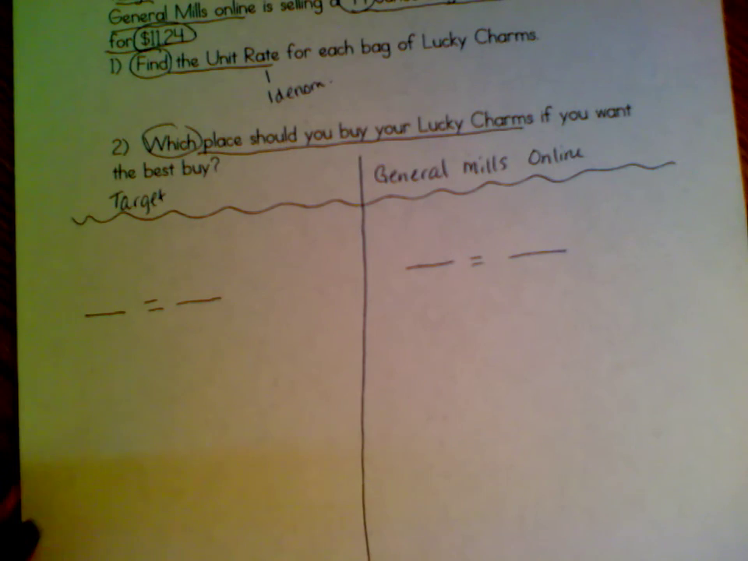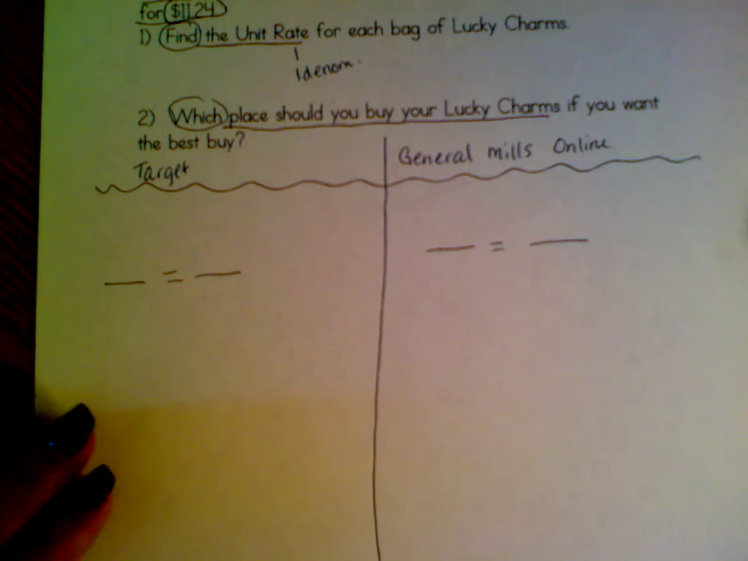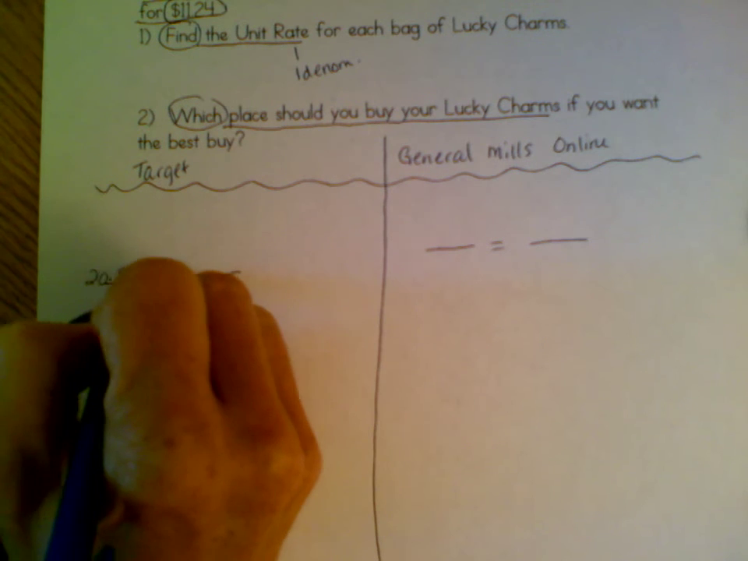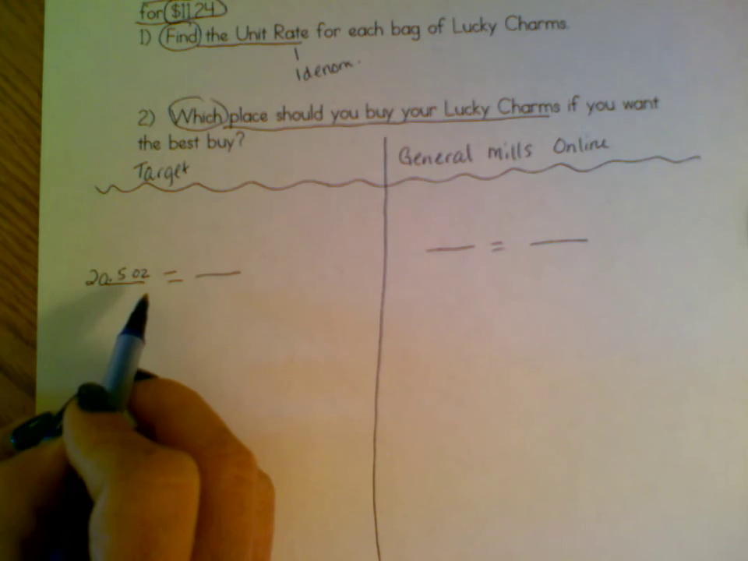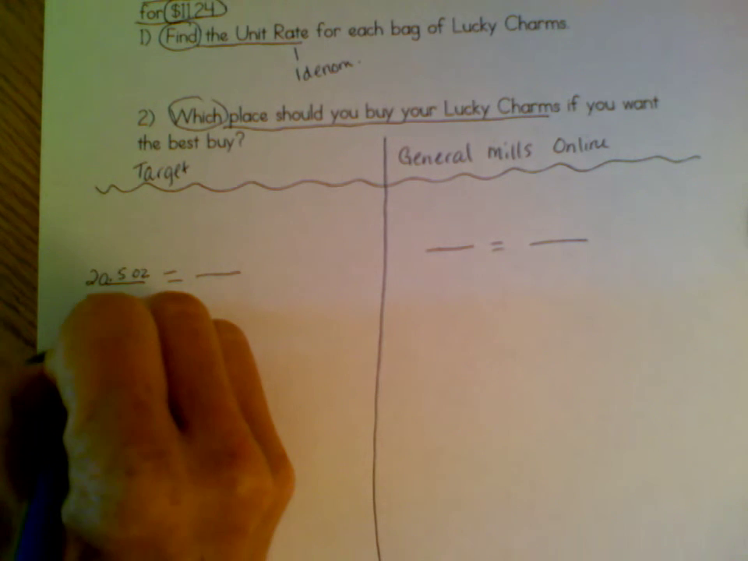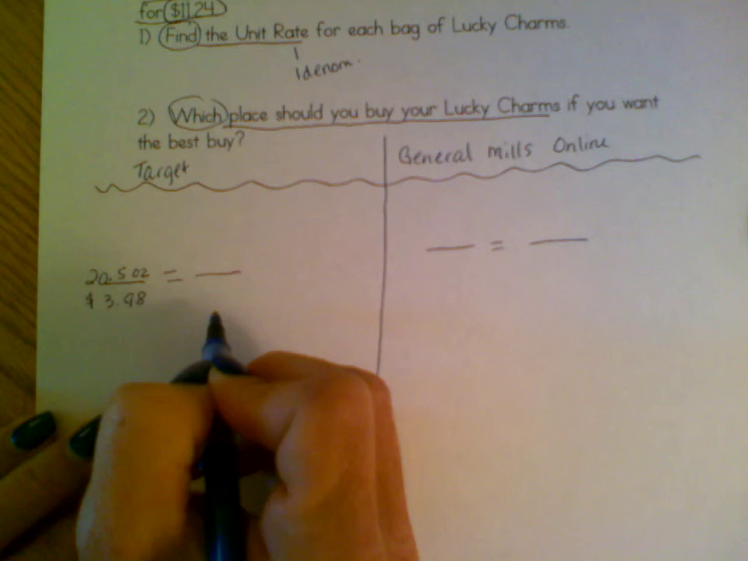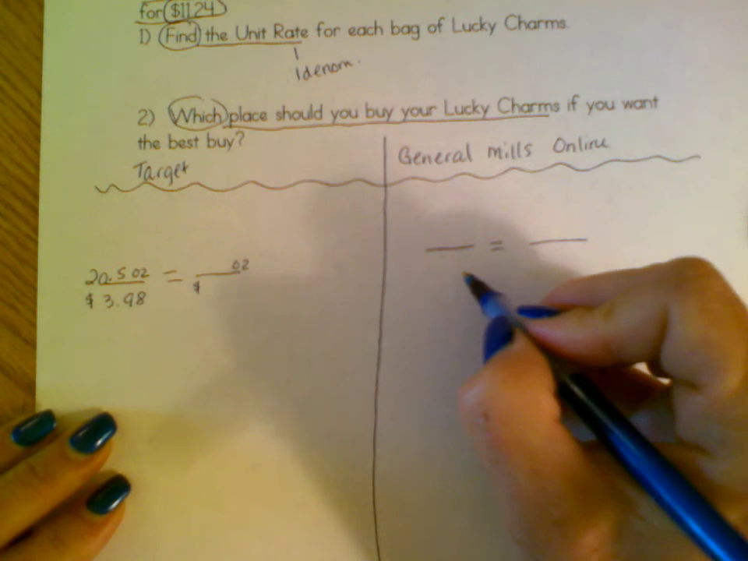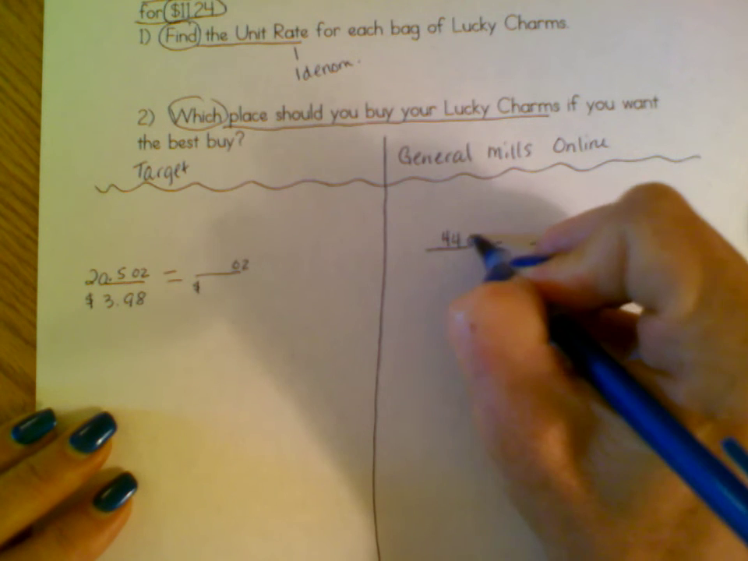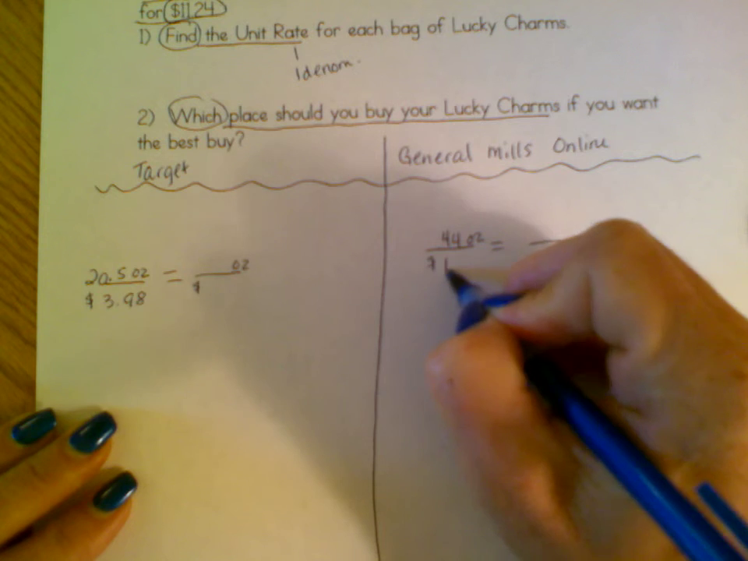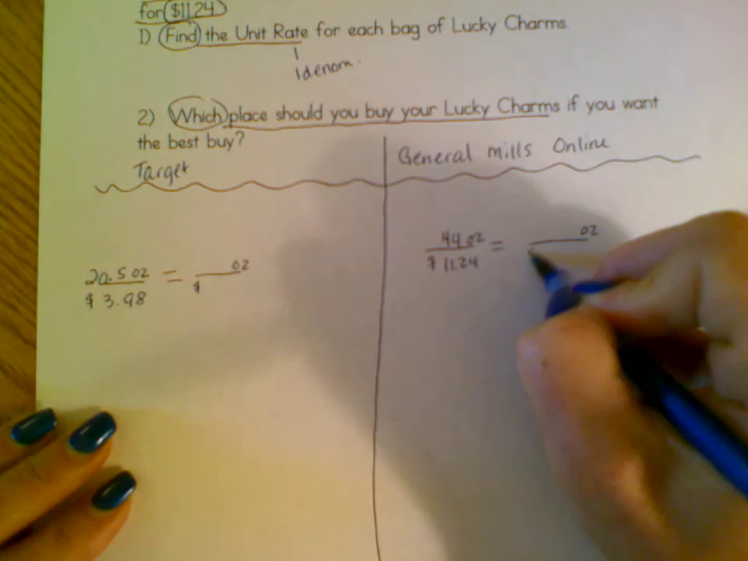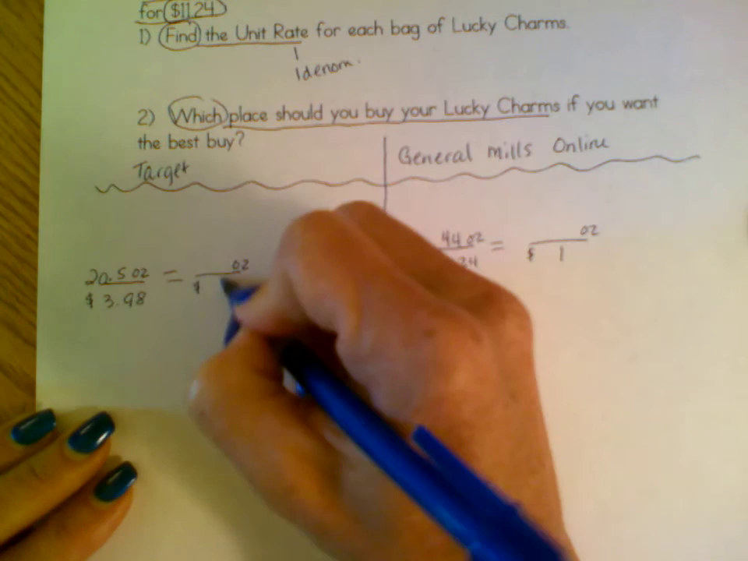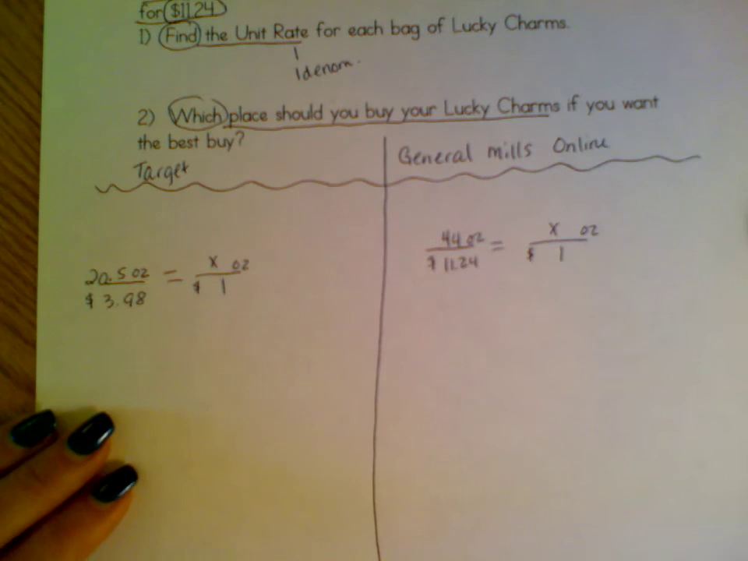I can do this problem one of two ways, so you may do it differently from someone sitting near you. I'm going to start with taking the Target 20.5 ounce, OZ is the abbreviation for ounce, for $3.98. Remember, I always tell you, bring your labels over right away. Ounces, dollars. I'm going to do the same for General Mills. It was a 44 ounce bag for $11.24. Ounces, dollars. I'm finding a unit rate, which tells me I need a 1 in the denominator, so I'm looking for those ounces.